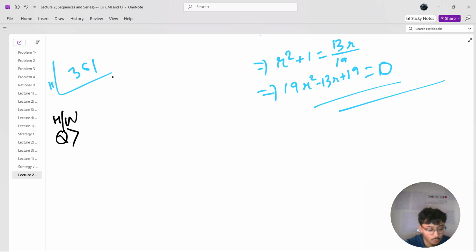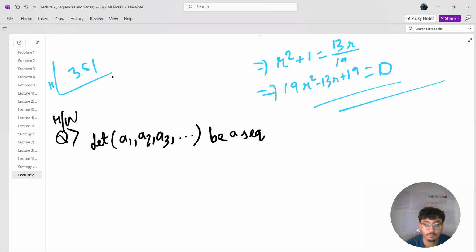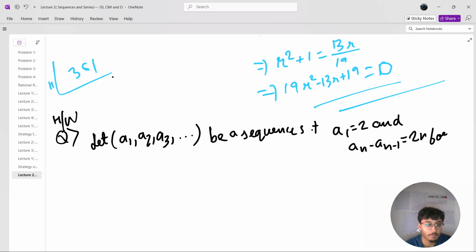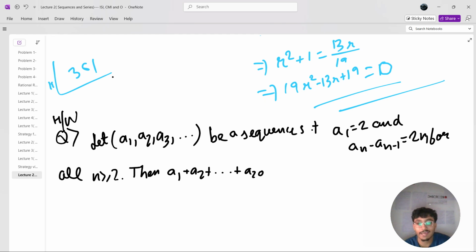So what is my homework? Let a1, a2, a3, dot dot, be a sequence such that a1 equals 2 and a_n minus a_(n-1) is 2n for all n greater than or equal to 2. Then we need to find a1 plus a2 plus dot dot, all the way till a20.